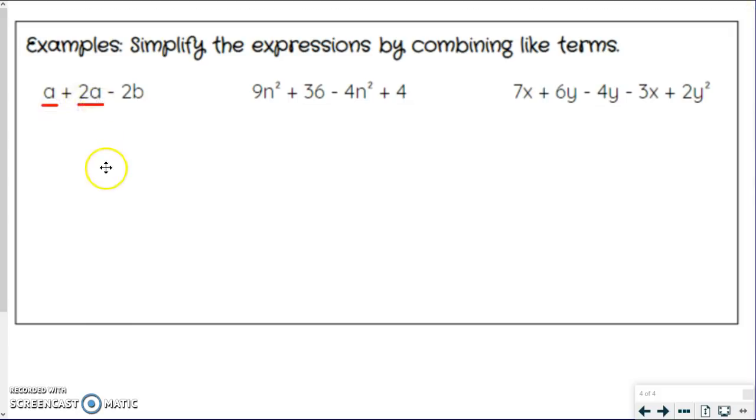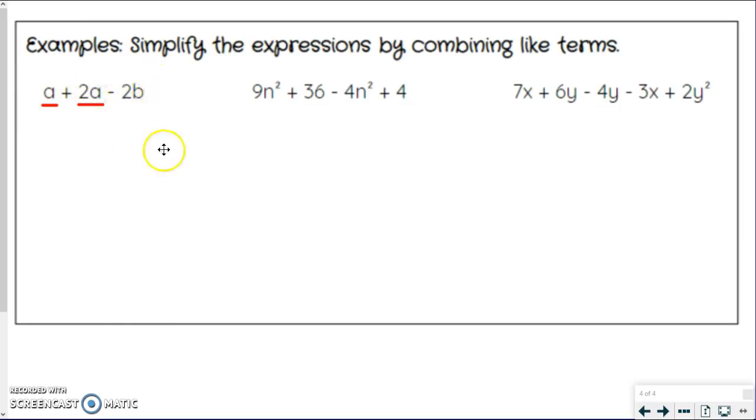To kind of draw your attention in. And these happen to be a little bit easy because they're right next to each other. So I know I'm taking a, which remember that's like saying 1a. And if it helps you to write in the 1, feel free. But this is saying 1a plus 2a to get 3a.